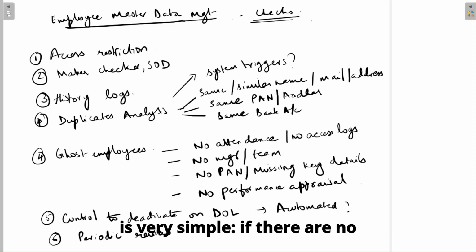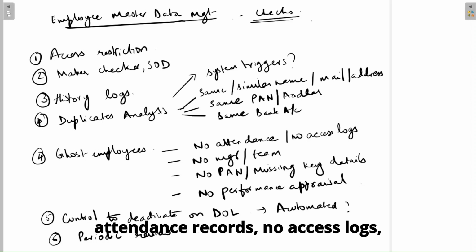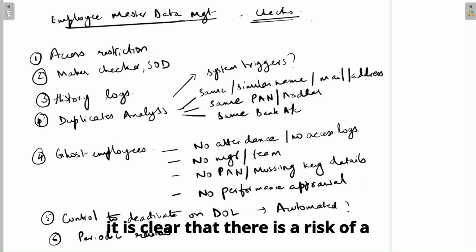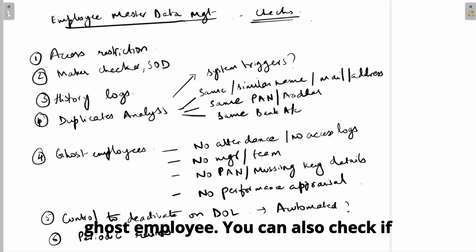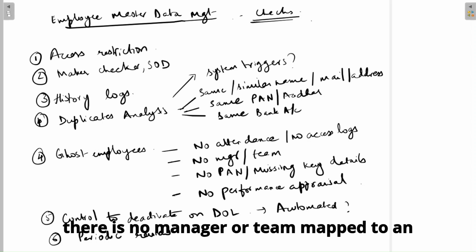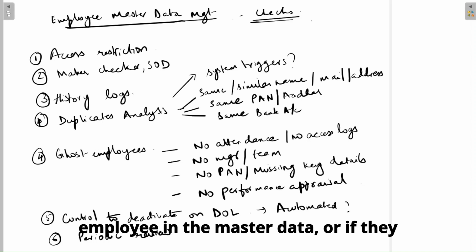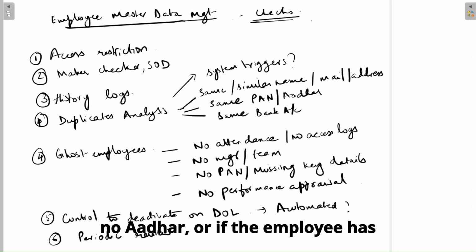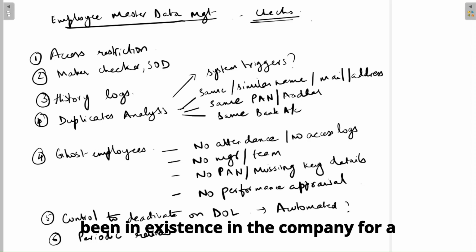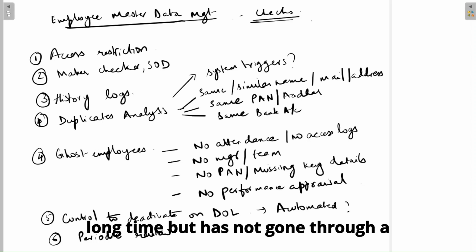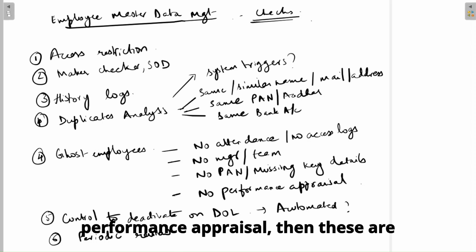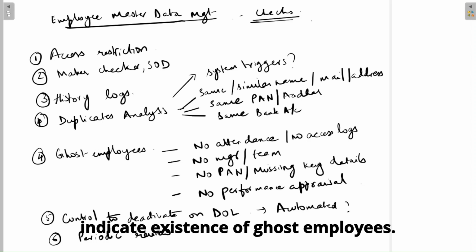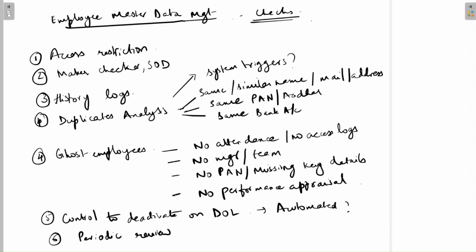So it is very simple. If there are no attendance records, no access logs, no logs of system logins, then it is clear that there is a risk of a ghost employee. You can also check if there is no manager or team mapped to an employee in the master data, or if they are missing identifiers like no PAN, no Aadhaar, or if the employee has been in existence in the company for a long time but has not gone through a performance appraisal, then these are some of the red flags which could indicate existence of ghost employees.